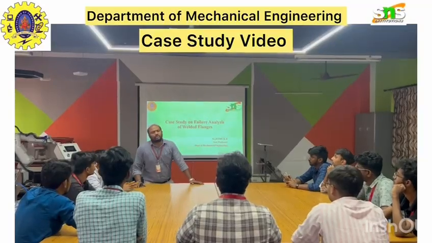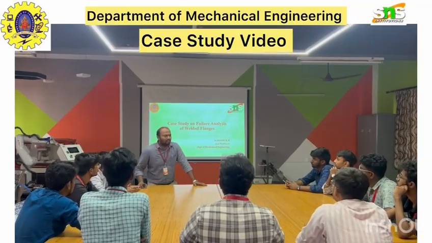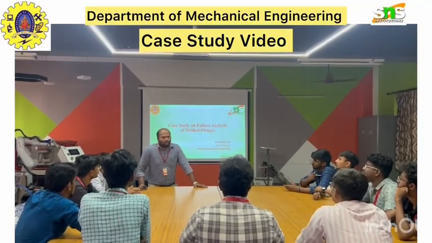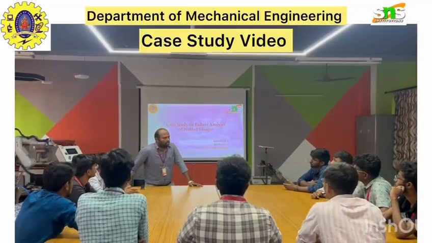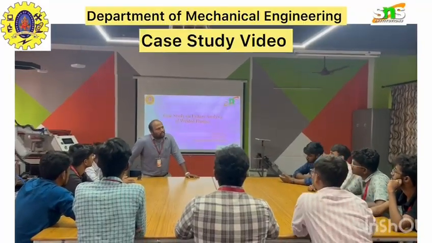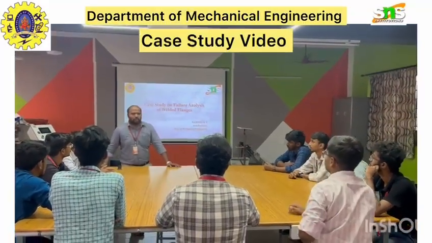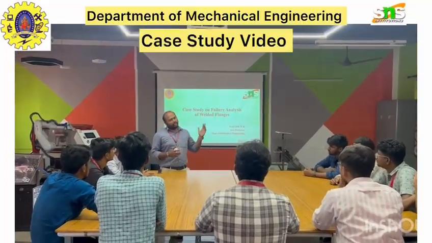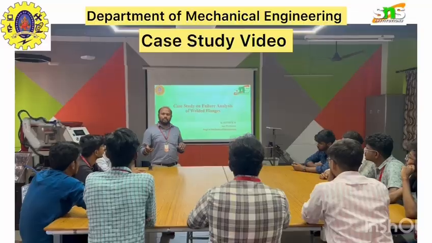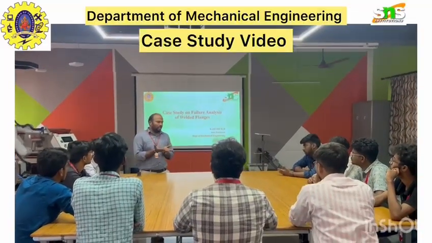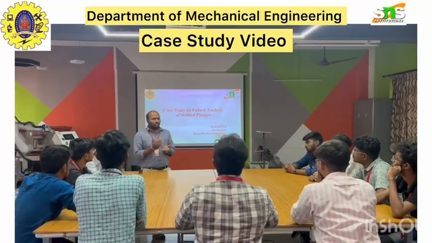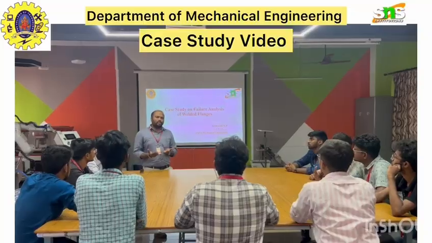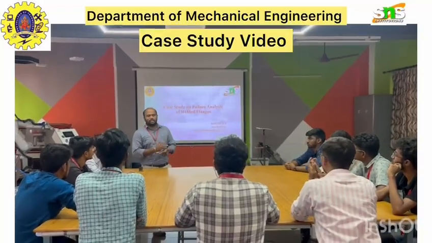Today we are going to discuss a case study of a welded flange. As we normally know, welding is a joining process. AWS, that is the American Welding Society, has given a proper definition for welding. It's a process of joining two materials, either similar or dissimilar. You can weld steel to steel, stainless steel to stainless steel, which is similar welding. If you are welding stainless steel with carbon steel, it's dissimilar welding.